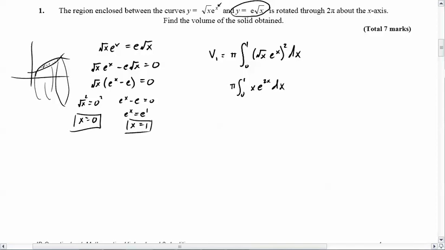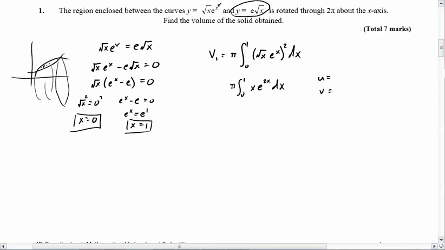Now, hopefully you'll notice that we've got a product here. You've got x times e to the 2x. There's a number of different things you could do here. For the sake of doing it, let's do integration by parts. Okay, so we've got u, we've got v.